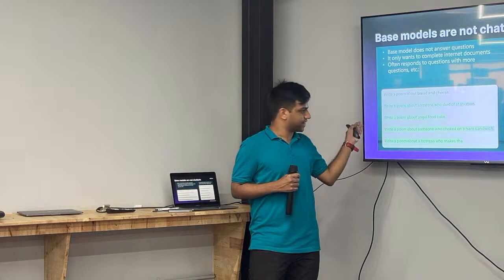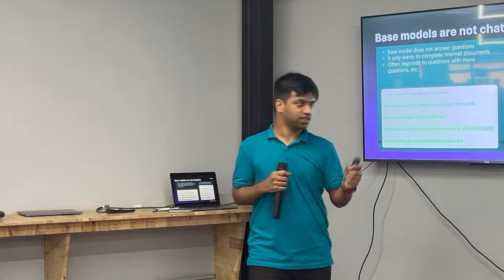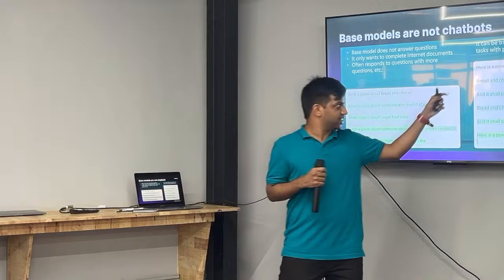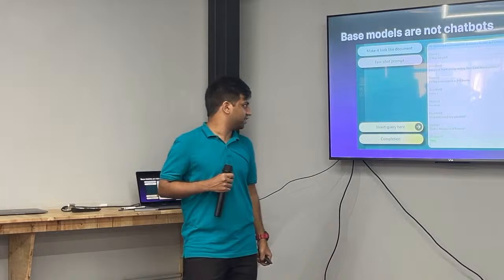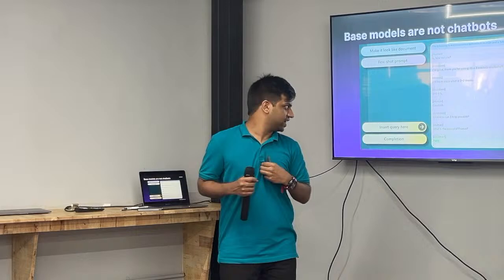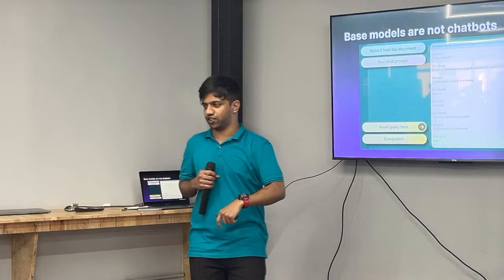Now we see these models can always be tricked into doing random things with prompt engineering. Someone said, hey, here is a poem about bread and cheese, and the model thought, okay, this is the heading, and now the first line of the poem is supposed to start. And you can see it just started writing something that somewhat resembled a poem. There are more ways to prompt it as well. What you would do is give it some question-answer examples, and then the model understands, okay, this is how I'm supposed to answer, so when a new question comes in, I'm supposed to answer it, instead of creating more questions.